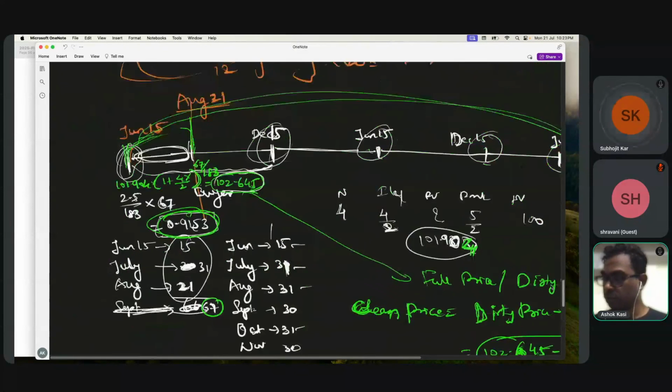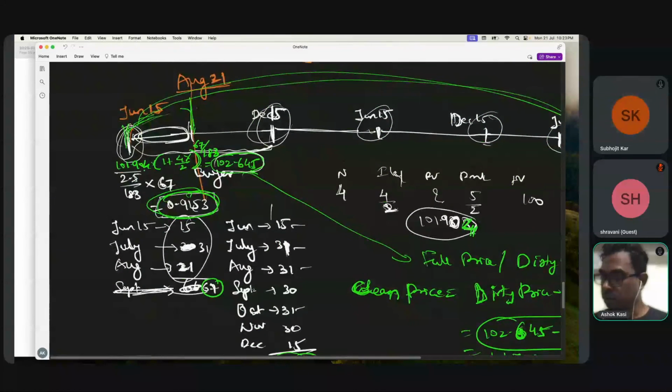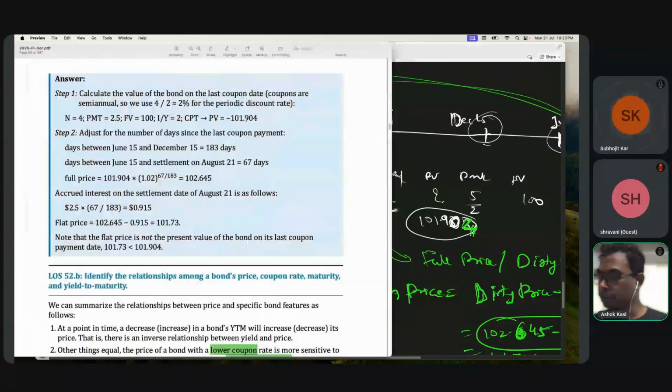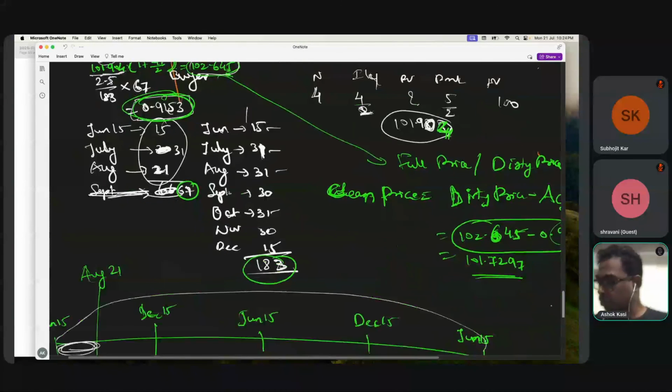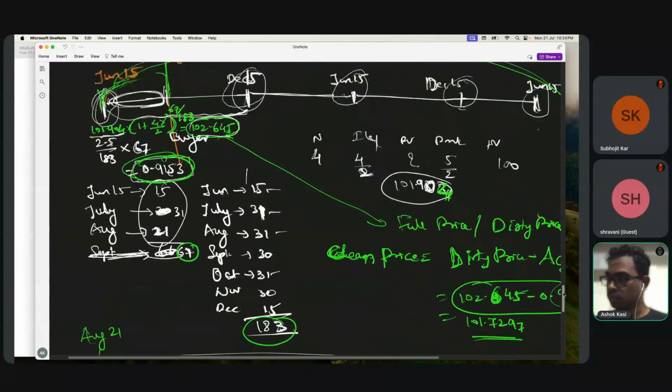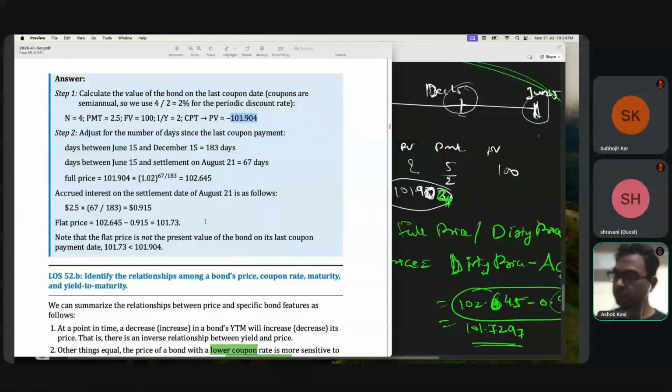So 101.904 is the present value, but that is on the day of the last coupon. Anyways, flat price, you cannot consider as the present value. You have to calculate what is the present value of the bond this way.